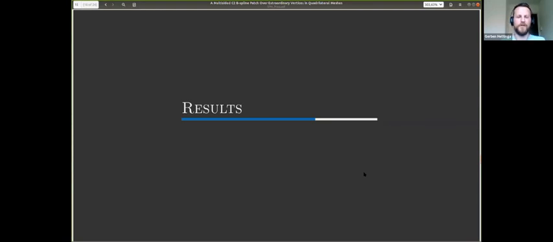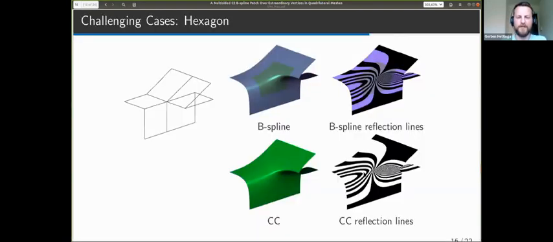Right, let's look at some results. Here we have a challenging case, as I would call it, of a hexagonal region, or an EV6. At the top we have our multi-sided B-splines. You can see we have nice and smooth reflection lines, even at the EV. Here is the Catmull-Clark, and you can see the pinching artifact near the EV, which is absent in our reflection lines.